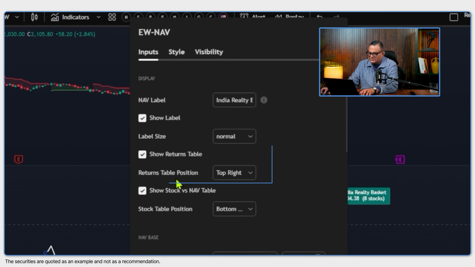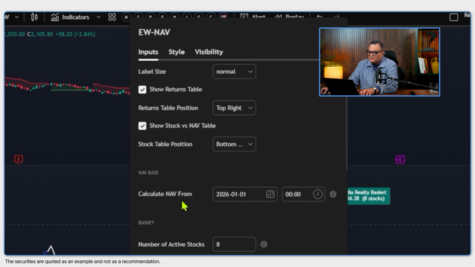You also have returns position. I've chosen top right. And you also have the stock versus NAV table. Yes, we need that. And that is on the bottom right. So we've selected these. Now, calculate NAV from. This is the start date from which the NAV would be calculated. I have chosen this as Jan 1, 2026. You can choose any date that serves your purpose.